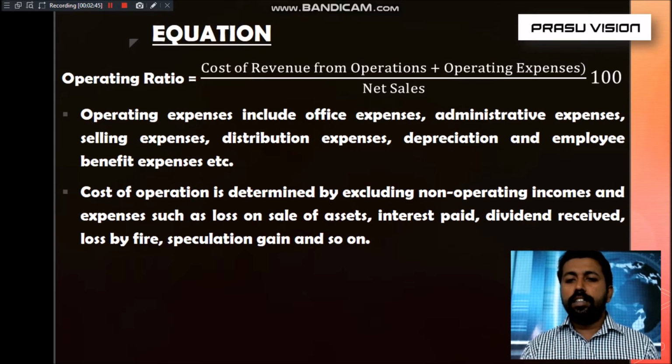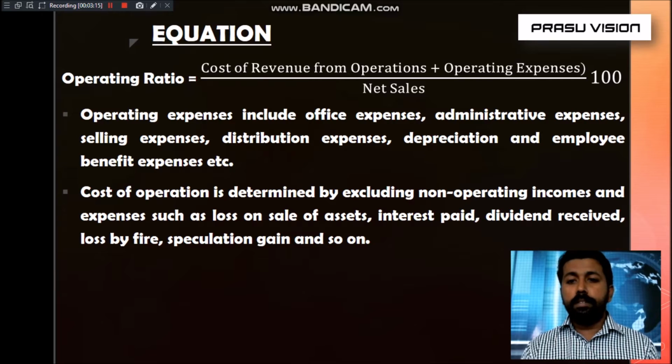So we will learn how to solve a problem on operating ratio. We have to use the equation: cost of revenue from operation plus operating expenses, divided by net sales, into 100. To find out the operating ratio, you can use this equation: cost of revenue from operation plus operating expenses divided by net sales into 100.